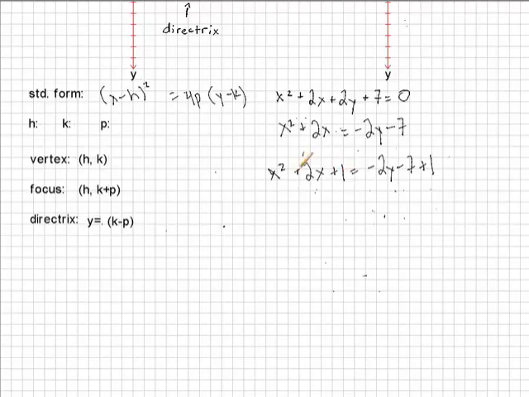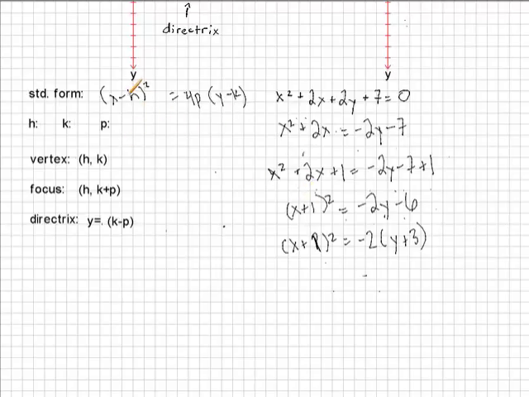Simplifying this down, this is now a perfect square. It's x plus 1 squared, and this side simplifies to negative 2y minus 6. Simplifying further, I can pull out this negative 2, and I get negative 2 times y plus 3 on this side. This equation now looks like this equation up here. So that means I'm ready to start filling in my table and graphing my parabola.